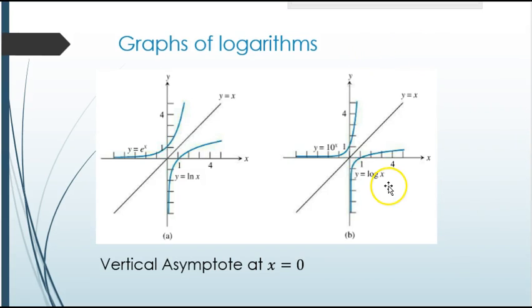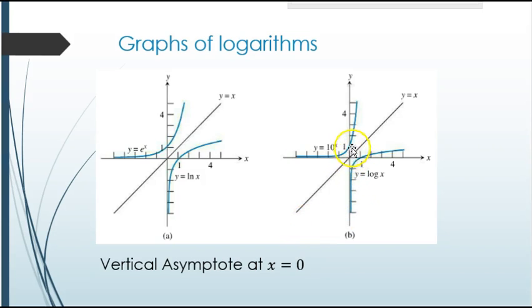Now, the logarithm is actually just the inverse of this. If you remember inverses from when we covered them earlier in the year or from Algebra 2, the idea of the inverse is that it reflects the graph around the line y equals x, or it's switching the x and the y coordinates.